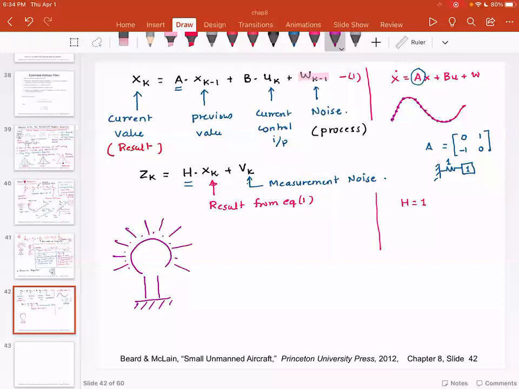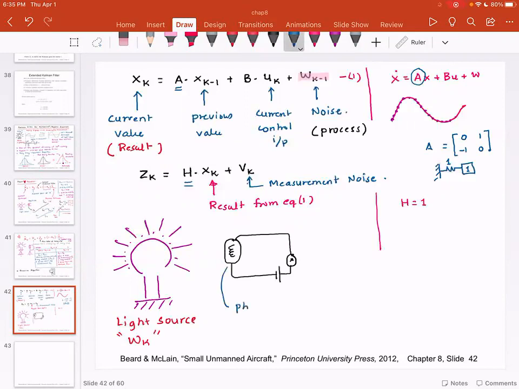But unfortunately, light intensity cannot be directly measured. So what we have is a photodiode. And what does this photodiode do? The resistance of this photodiode changes depending upon the light intensity. So this is the photodiode. This is the actual light source that has noise, WK. This is the photodiode that has noise, VK. And now what I'm interested in is knowing the intensity. So my intensity is Z.